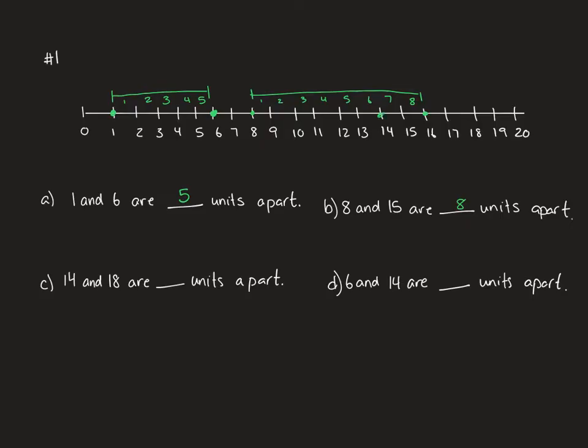14 and 18, I know there'll be a little bit of overlap, so I'm just going to put it up a little bit higher. So we've got 1, 2, 3, 4. Yeah, 4 different spaces between them. And then finally we have 6 and 14. So if we look there, we've got 1, 2, 3, 4, 5, 6, 7, 8. So there's 8 units between them.